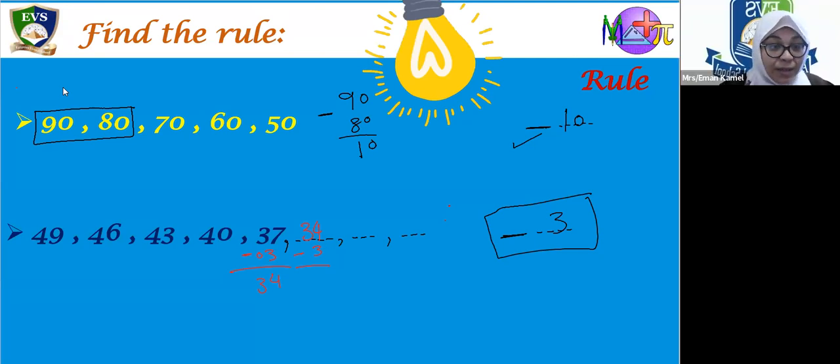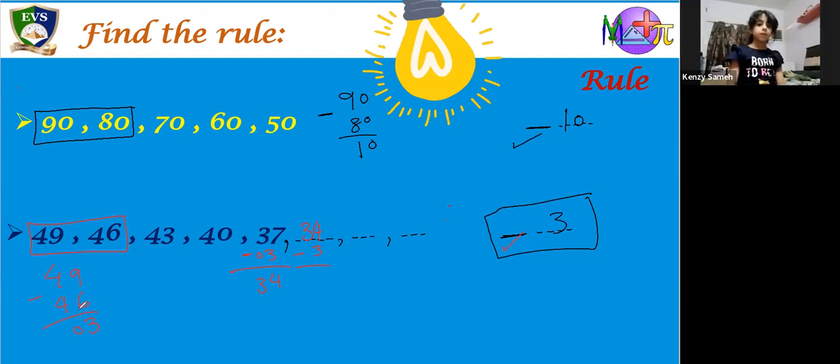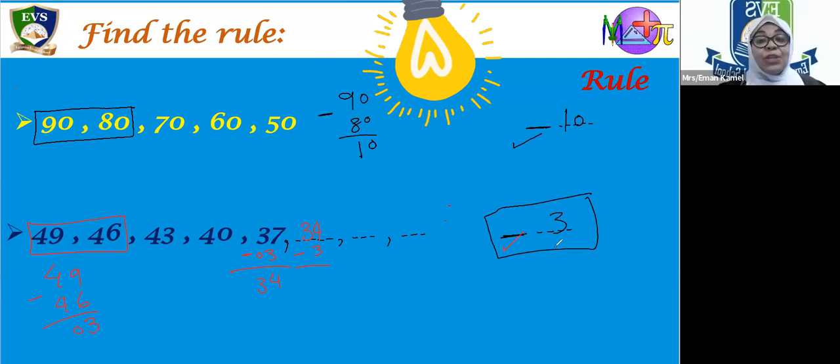Do you know the meaning of decreasing? Decreasing, it's minus. So here it's a minus. Minus what? How can I know? Take any two numbers and subtract the smaller number from the greater. You have to start from the greater number. 49 minus 46. Excellent girl. 9 minus 6 is 3, and 4 minus 4 equals 0. Yes, so the rule is minus 3.